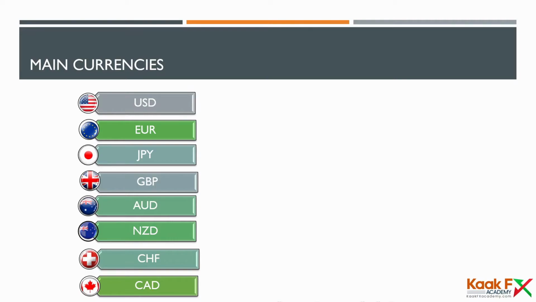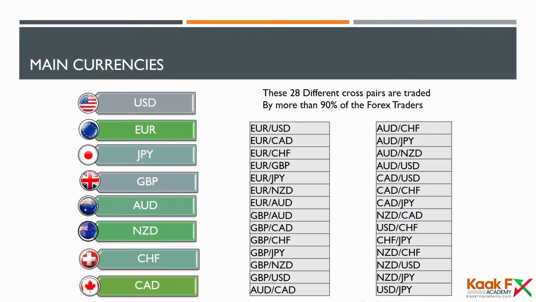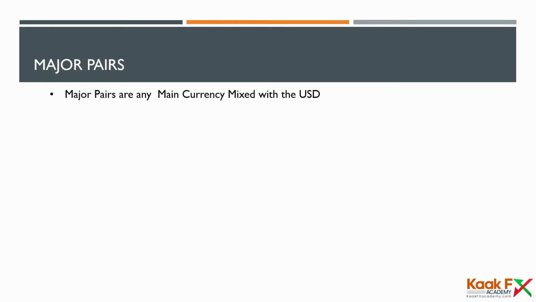These currencies together make up about 28 different currency pairs. We are mainly going to be looking at these different cross pairs for the purpose of this course. Okay, let's move on to the next section where we're going to take a look at the type of pairs, such as the major pairs, minor pairs, and the exotic pairs. Okay, let's take a look at currency pair types.